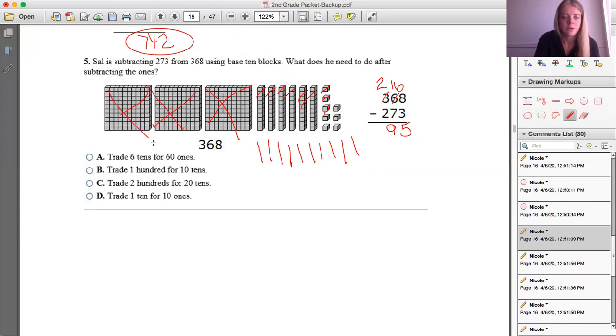Take away my 200s and take away that last one. So what did I do? Trade 6 10s for 61s. Trade 1 100 for 10 10s. Trade 2 hundreds for 20 10s, or trade 1 10 for 10 ones. What I did here was trade 100 for those 10 10s that I just drew.